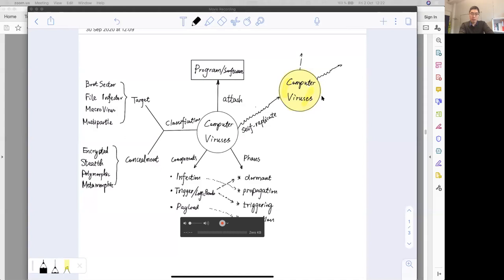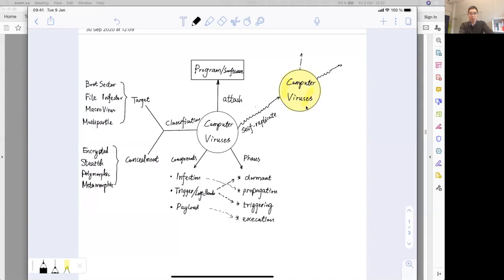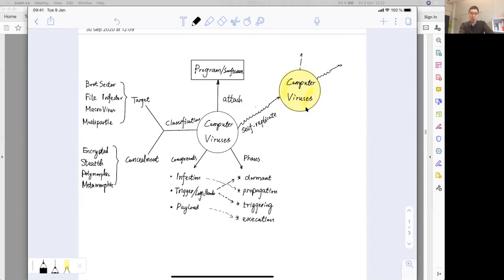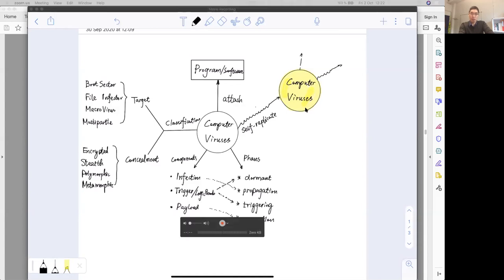And then basically it's a copy of itself. In the early days, it's exactly the same copy of the original virus, but as it evolves, some new variants of the original virus were developed. Here, it's not necessarily exactly the same as the original one.